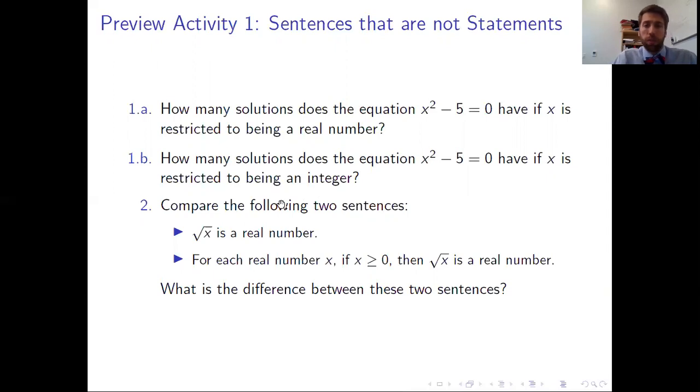Now let's compare the following two sentences. Square root of x is a real number. For each real number x, if x is greater than 0, then square root of x is a real number. You see that the second sentence is a statement, but the first sentence is not a statement because we don't know what type of thing x is.